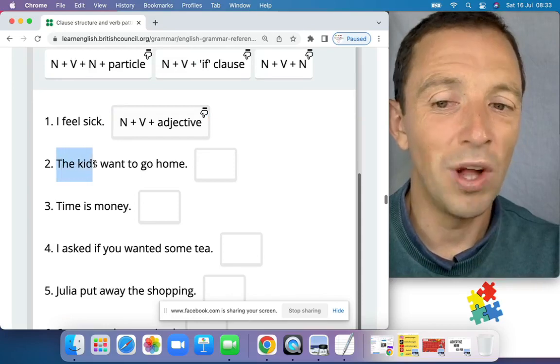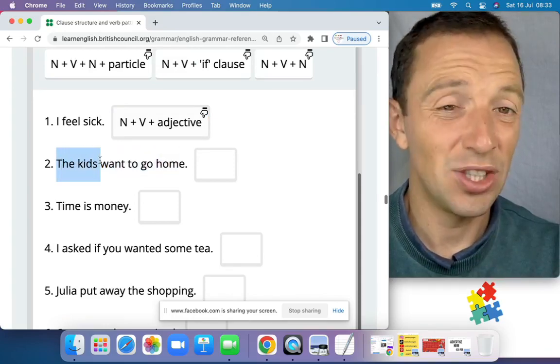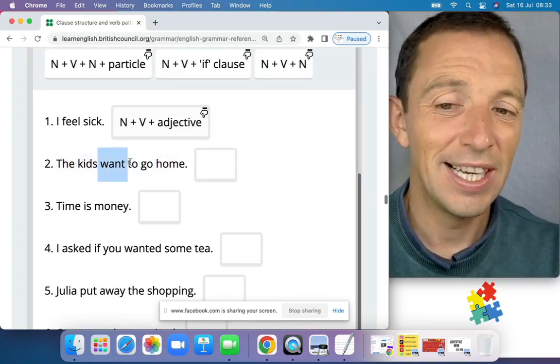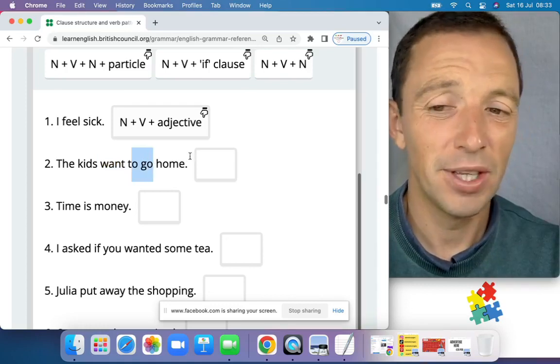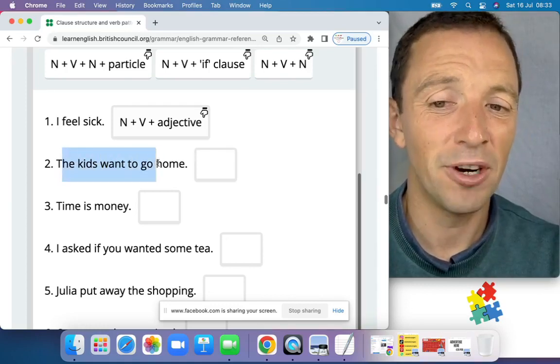The kids want to go home. The kids is the subject. The verb is to want plus the infinitive. So that's noun, verb, infinitive.